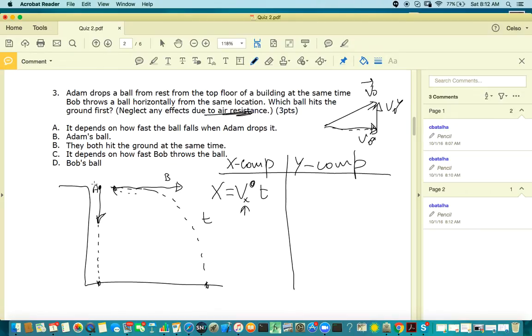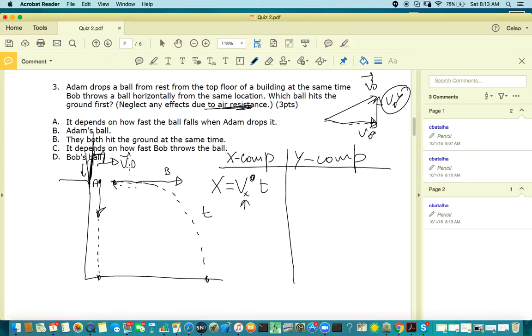So in both cases, Adam dropped the ball, so for Adam this is 0. And for Bob, the ball velocity projected in y is 0, right? Because the angle the horizontal velocity makes with the y-axis is 90 degrees. Cosine of 90 is 0.